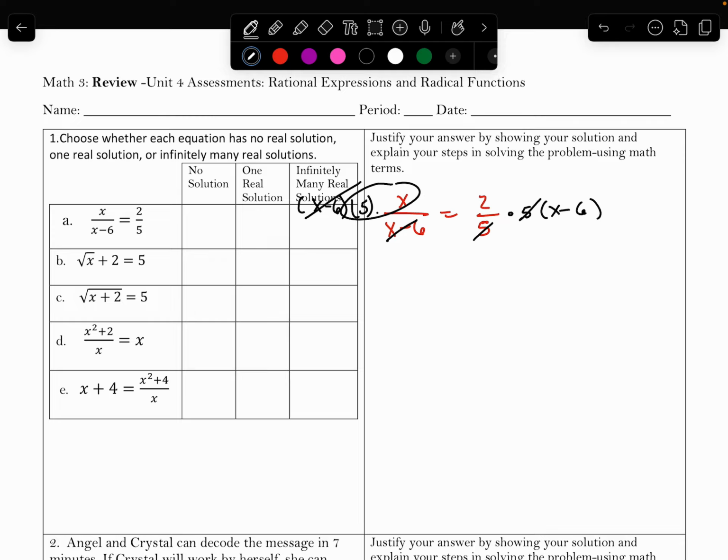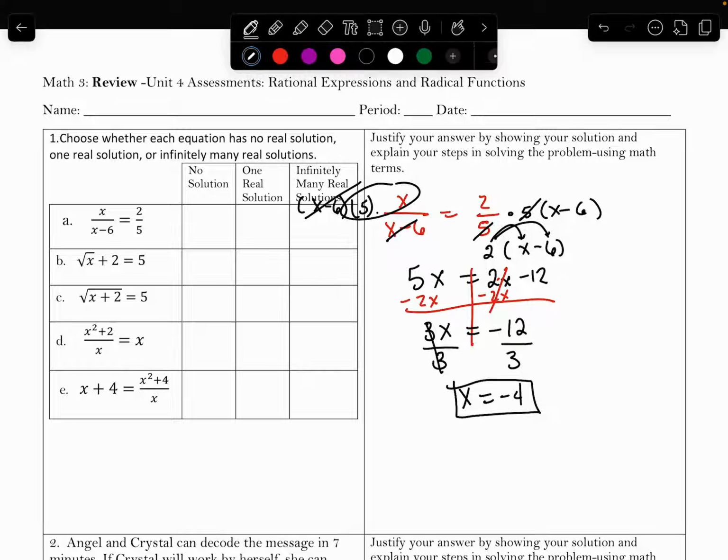Now we have left over 5x equals, make sure you distribute to the parentheses, 2 times x minus 6. Distribute those, you get 2x minus 12. Solve for x. We move this 2x because 5x is already by itself. Minus 2x, cancel that out. You get 3x equals negative 12. Inverse operation, divide by 3. x equals negative 4. Okay, so we have x equals something, therefore we have one real solution.